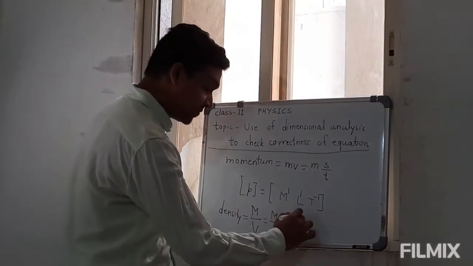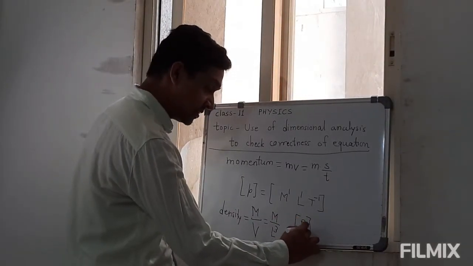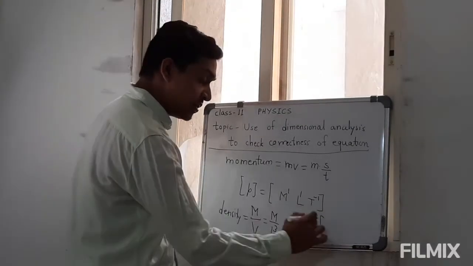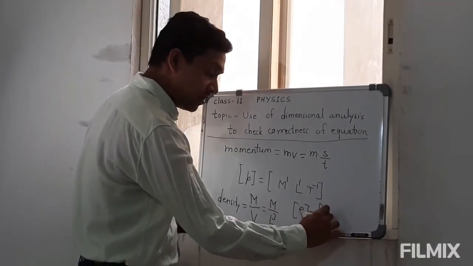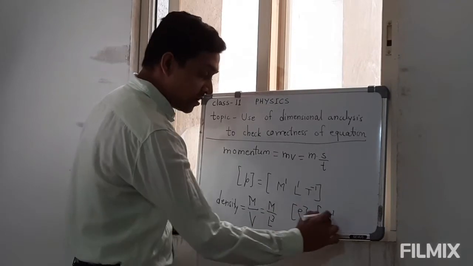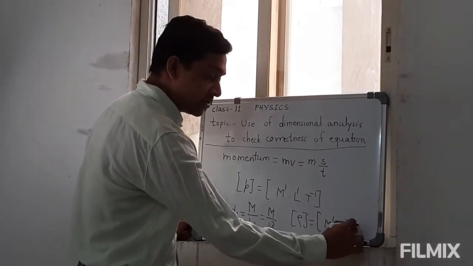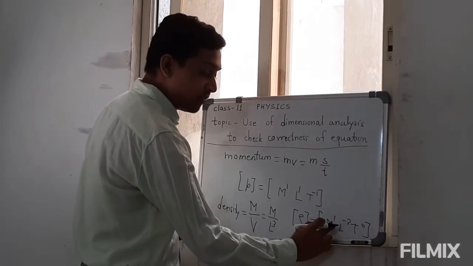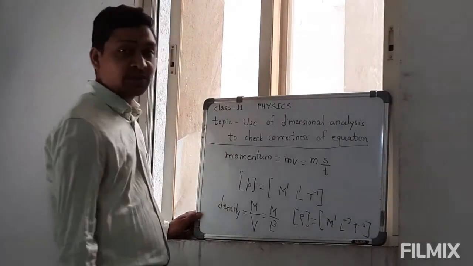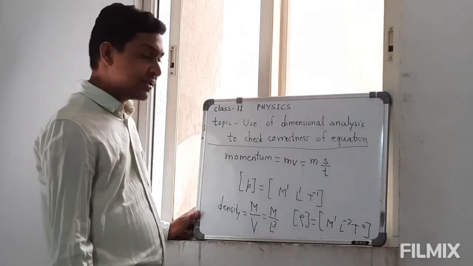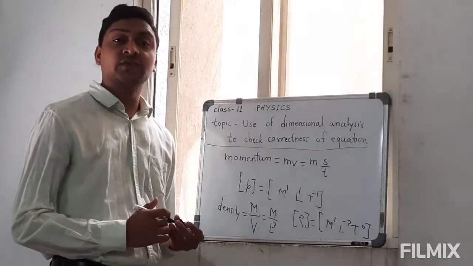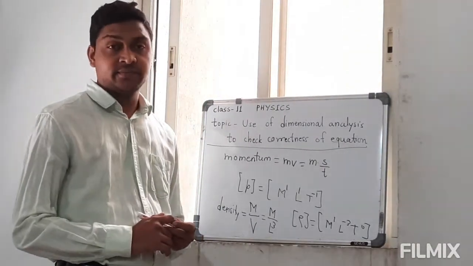So dimensions for the density can be written as: mass is at the numerator, so it will be M1. L is at the denominator with the power 3, so it is L-3, and the T factor is not there. So we can write M1 L-3 T0 are the dimensions for the density. This way we can find dimensions for any physical quantity.